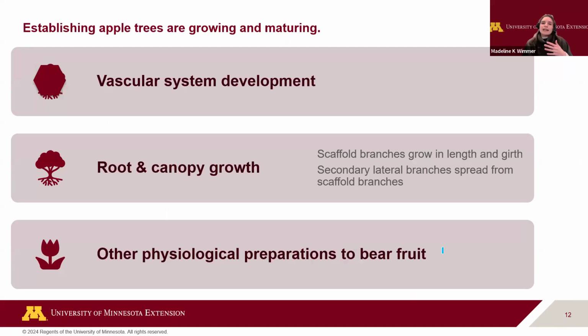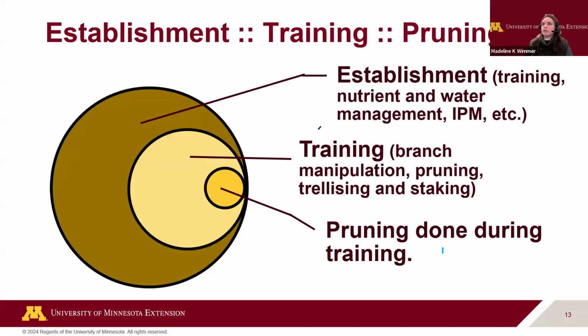So as the apple trees, after they've been planted, begin to grow and they're establishing themselves, they're going to be maturing and developing their vascular systems. All the roots and the canopy are going to be growing. And then there's a number of physiological processes that are going to happen to help the tree begin to bear fruit. So establishment is this larger process that may involve irrigating and all the care that you need to give to the plant.